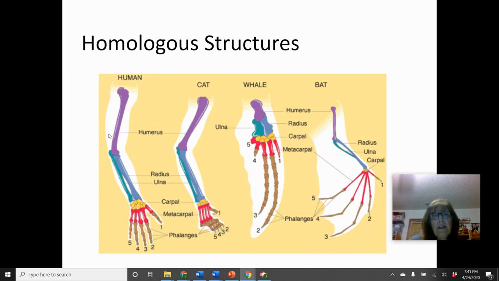And so that takes us back to those homologous structures. Remember, we have structures that have similar, well, they're the same bones, but they have been modified according to their function, all right?